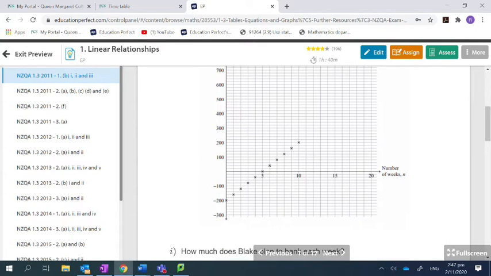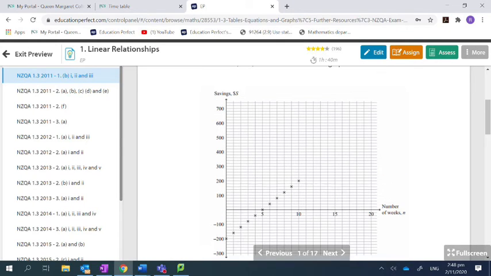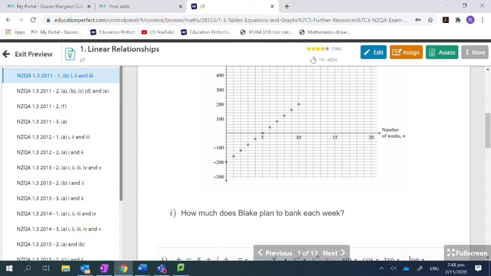So here you have your graph. Along the bottom, you have the scale of weeks, right? Why is it in the middle here? Because he starts out where? Negative. Right. And then it goes up from there. And on the y-axis is the savings in S dollars. How much does he plan to bank each week?